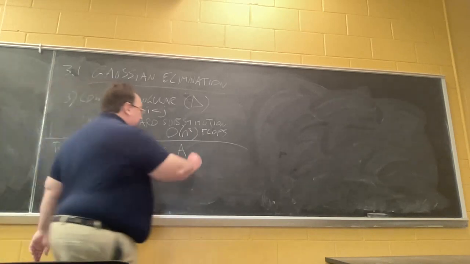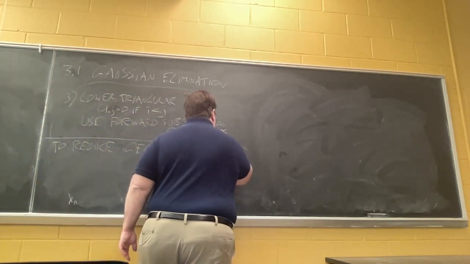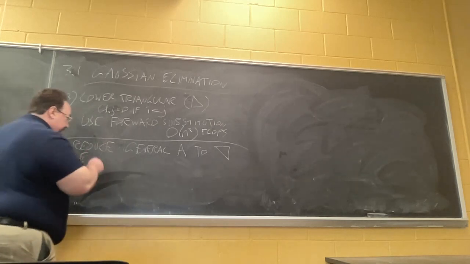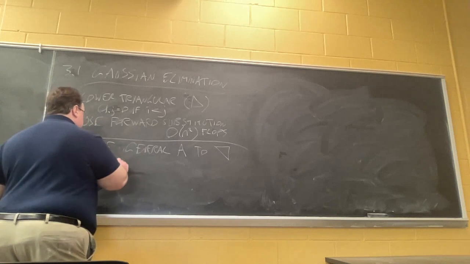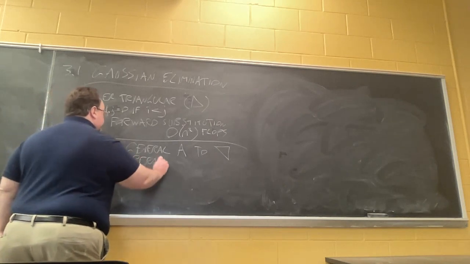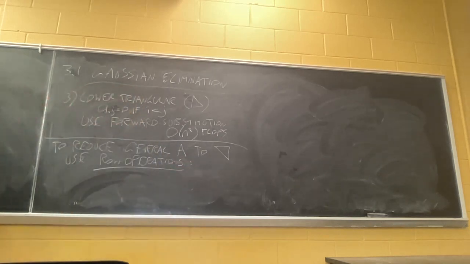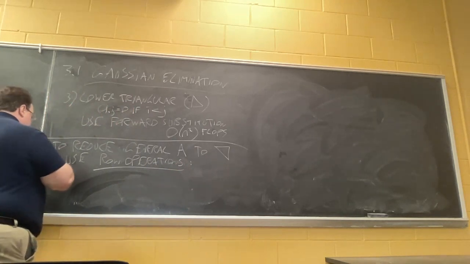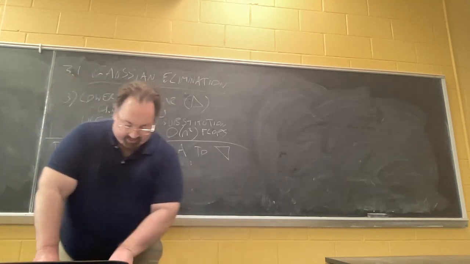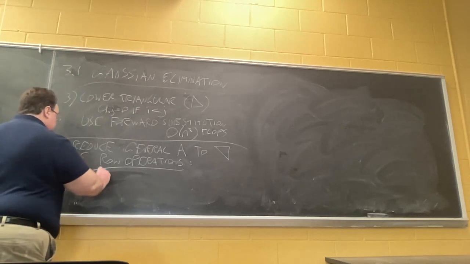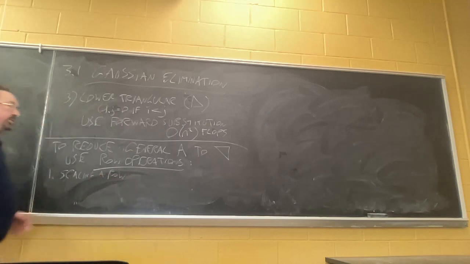To reduce general A to upper triangular form, because once we have upper triangular form, we know exactly what to do, use what you know from your first linear algebra course: row operations, or elementary row operations. There are three row operations to consider. I'm writing them in the same order as the text. So, scaling a row. Basically, you're just scaling one of the equations in your system.